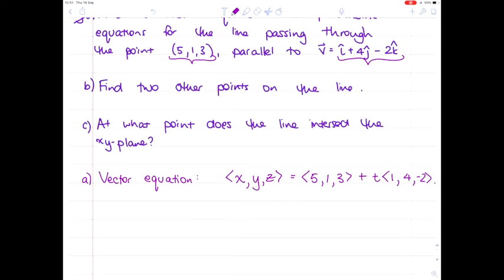So you can find any point x, y, z on this line by picking a value of t and then calculating 5 plus 1 times t for the x value, 1 plus 4 times t for the y value, and 3 plus minus 2 times t for the z value. So that's our vector equation. We can also write this in parametric form, so this is when we split it up into three equations.